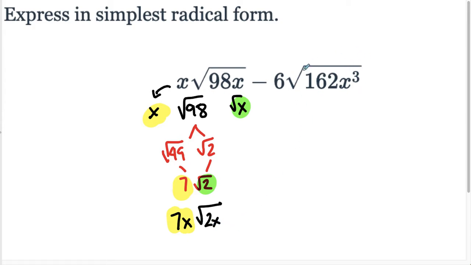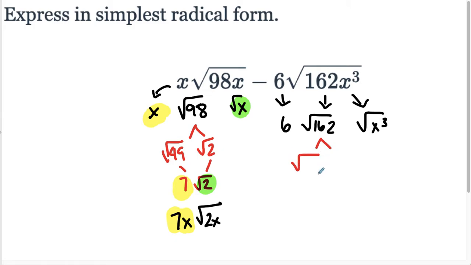I'm going to do the same exact thing here. We have a minus 6, so I'm just going to bring this down. We have a 6 here, and then the square root of 162, and then the square root of x cubed, which can be broken down a lot more. The square root of 162 can be broken down to the square root of 81 times 2, since 162 divided by 81 is 2. So I can break this down even more to 9 square root of 2.